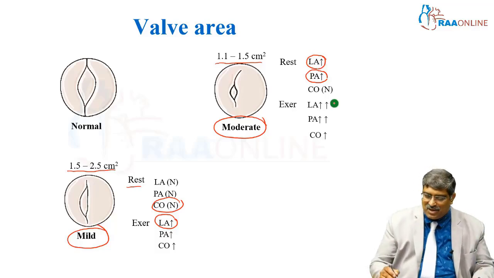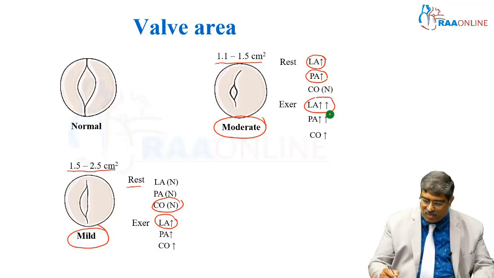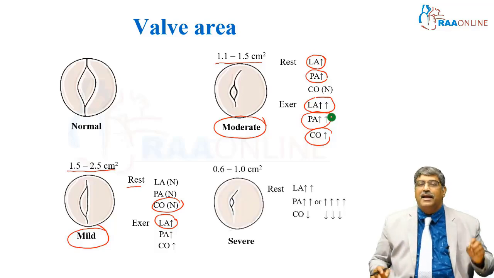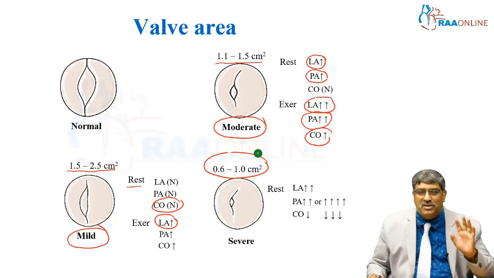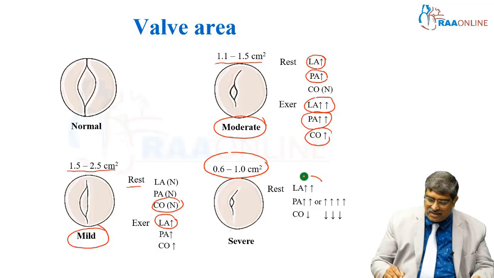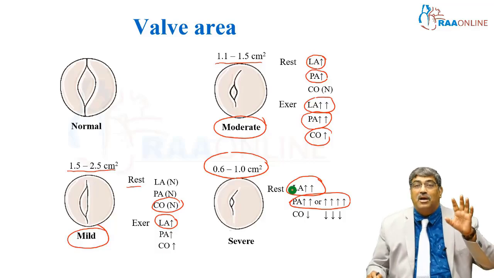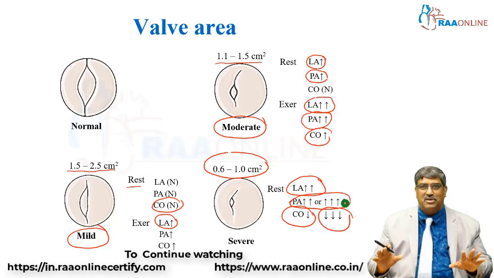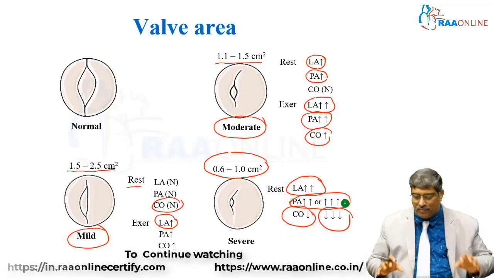With exertion, your LA pressure goes up. The LA pressure almost increases twice. Your PA pressure also increases drastically, and your cardiac output is still maintained. That is very, very important. In case of severe mitral stenosis, the valve area is between 0.6 to 1 centimeter square. Here at rest only, the LA pressure is severely high, the PA pressure is almost systemic, and your cardiac output is decreased at rest, and with the exertion it drastically reduces. This is what happens to various hemodynamic parameters with various valve orifice areas.